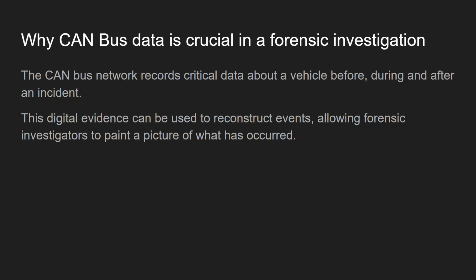So why is this important to us in a forensic investigation? The CAN bus network records critical data about a vehicle before, during and after an incident. This digital evidence can be used to reconstruct events and allows forensic investigators to paint a picture of what has occurred. It's similar to OBD data that we looked at. We get it out the OBD port as well, but it's a lot more in depth, but it also makes it a lot harder to understand.